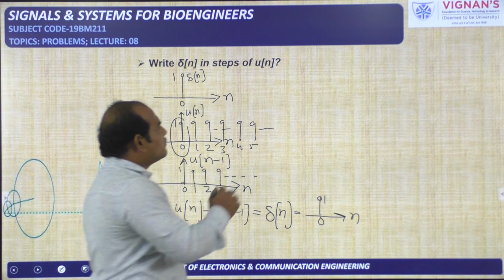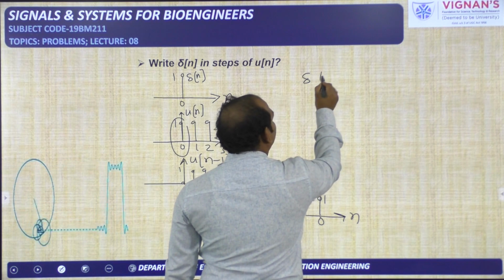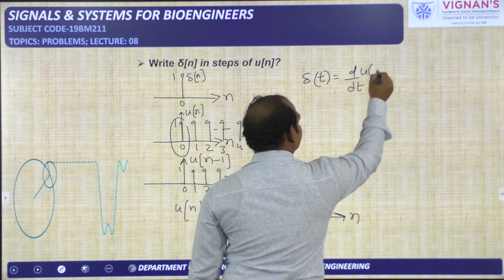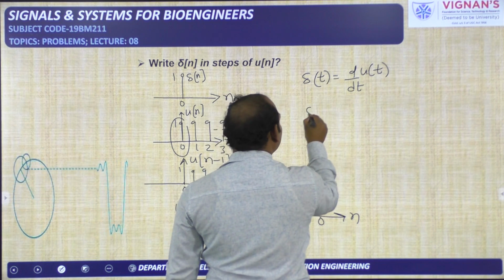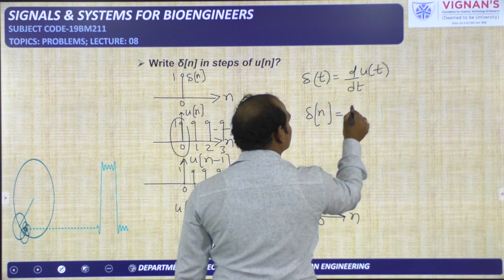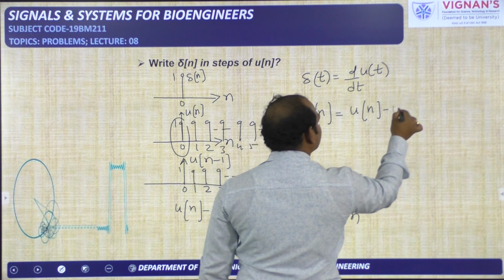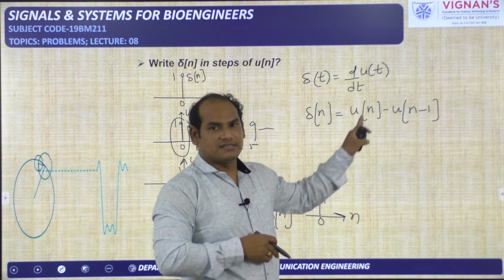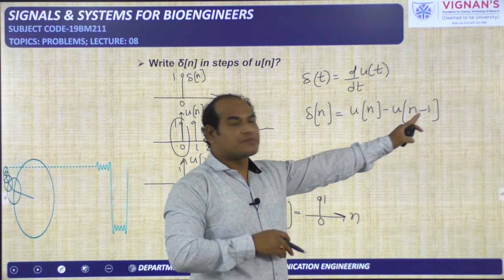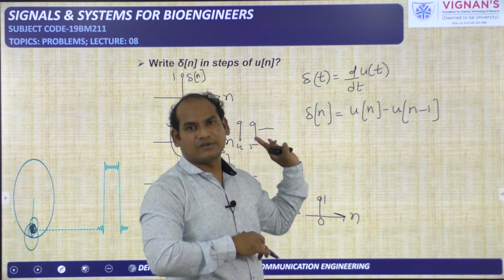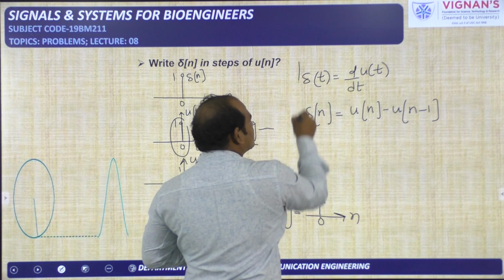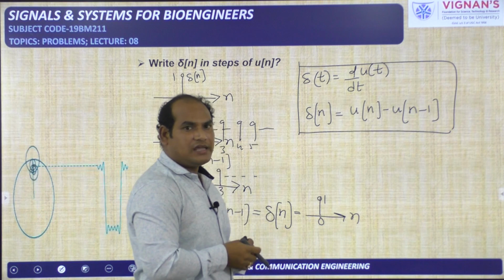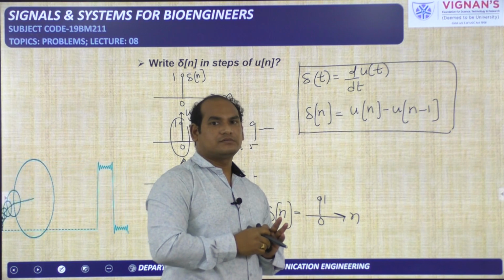Okay, actually, del of t is equal to the derivative of u of t in the continuous domain. Del of n is equal to u of n minus u of n minus 1. You just visualize, you will get the answer here. How u of n is there? How u of n minus 1 is there? When we do a subtraction, you will get the sample at n is equal to 0, that is del of n. So these are the two things you have to remember: how we get del of t from u of t, and how we get del of n from u of n.